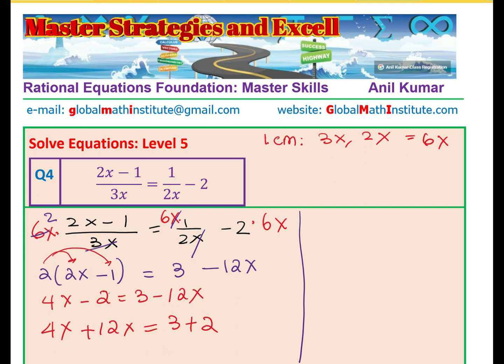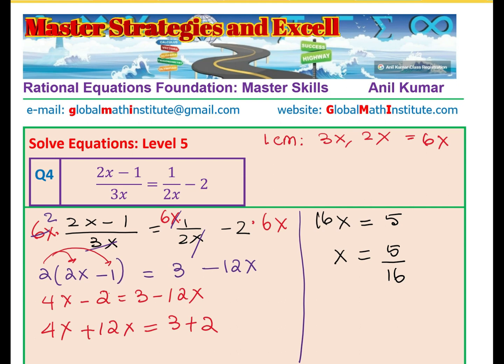Now, 4x and 12x are the like terms, right? Like apples and apples. So if you add them up, you get 4 plus 12 is 16x, and that is equal to 3 plus 2, which is 5. Divide by 16 to get 5 over 16 as your answer.